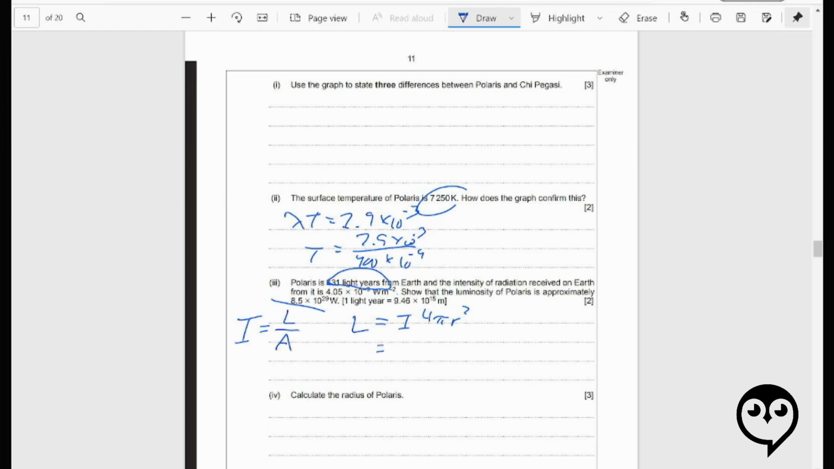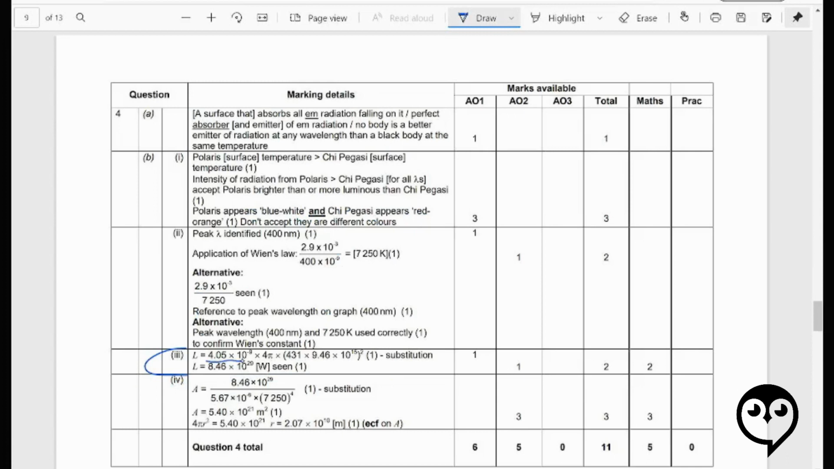Let's see how that goes. Here we are down here. So the intensity they gave us times 4 pi times the radius converted into meters. That's how many light years, that's the conversion, squared. And that's the value they asked us to show.